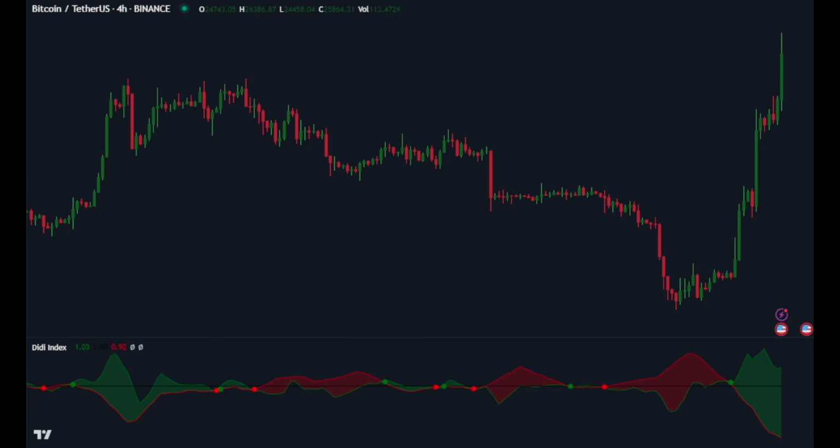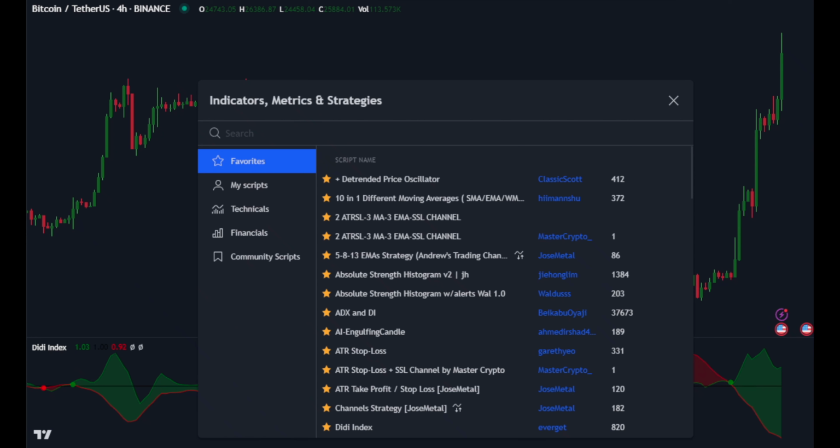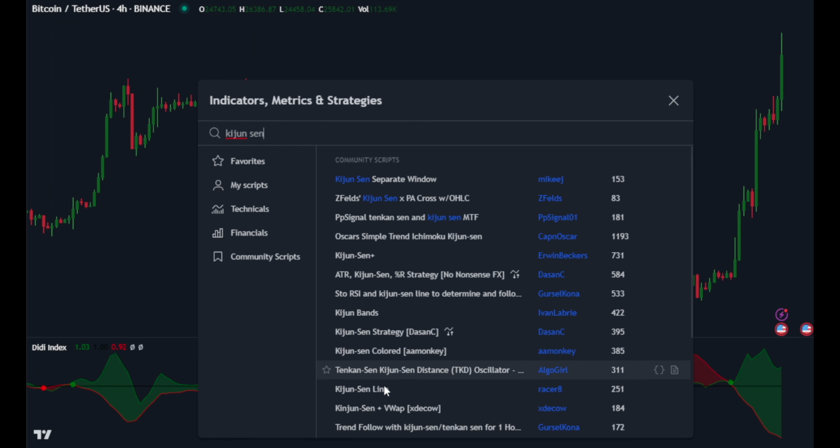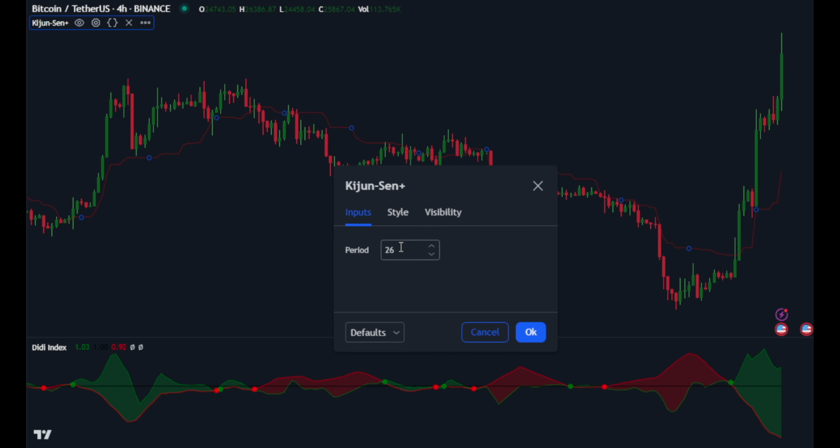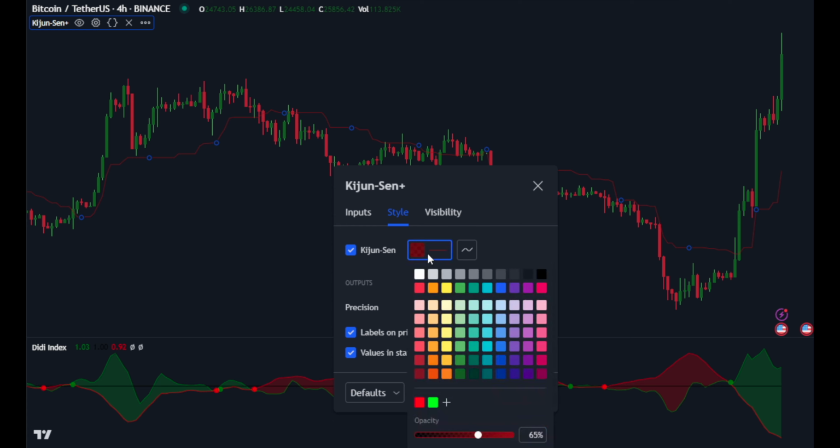So, without any more time to waste, we are going to see the strategy that we are going to use in this video. We are going to add two more indicators to take exact trades. First, we are going to add the Kijun-sen indicator created by Erwin Beckers to our chart. And in inputs, we are going to modify our period from 26 to 30. And in style, we are going to modify the color to white and the opacity to 100%.